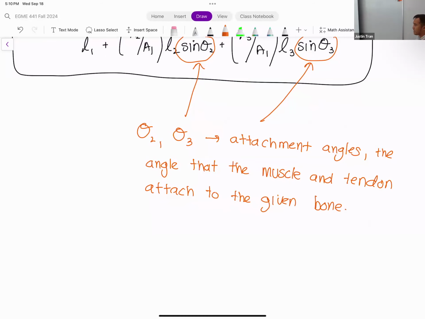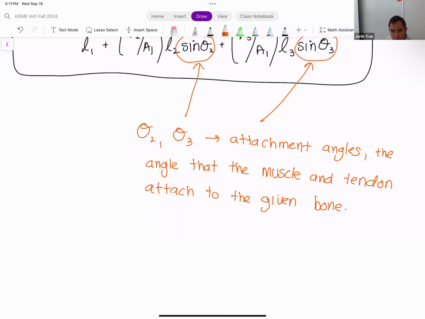Every muscle in your body has a different attachment angle, right? In our previous example, we assumed that the attachment angle was 90 degrees, so it kind of wasn't a factor. But when that angle is different, it factors into the result here. Typically speaking, the attachment angle is an acute angle.